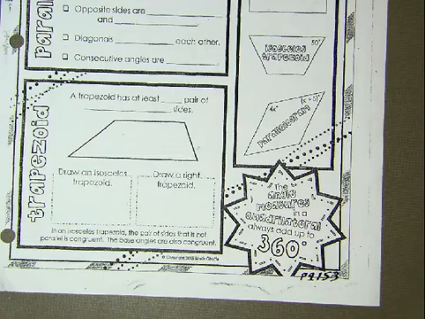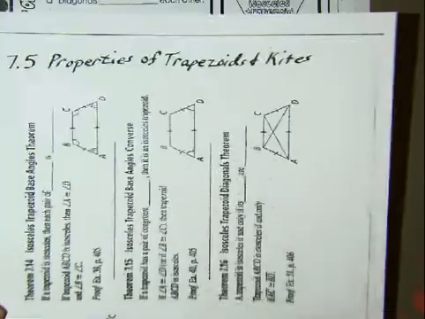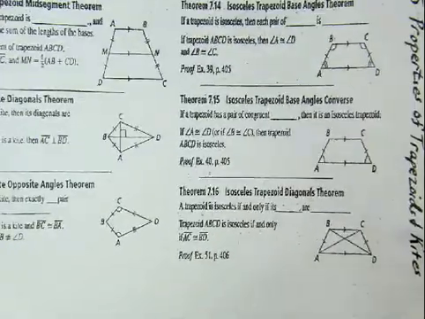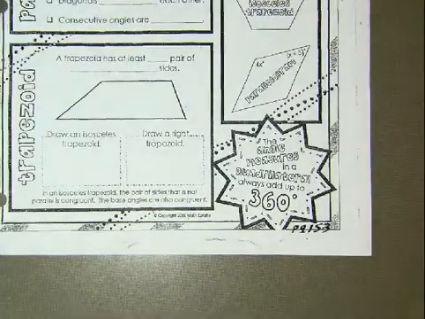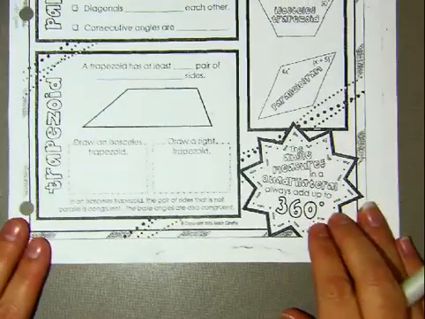You're actually going to need two different pages today. One of them is your doodle notes. It looks like this at the top. We're going to be working on trapezoids. The other one is the properties, and it looks like this. We have properties for trapezoids and kites. We're going to be starting with the doodle notes, so if you want to go ahead and take those out first.